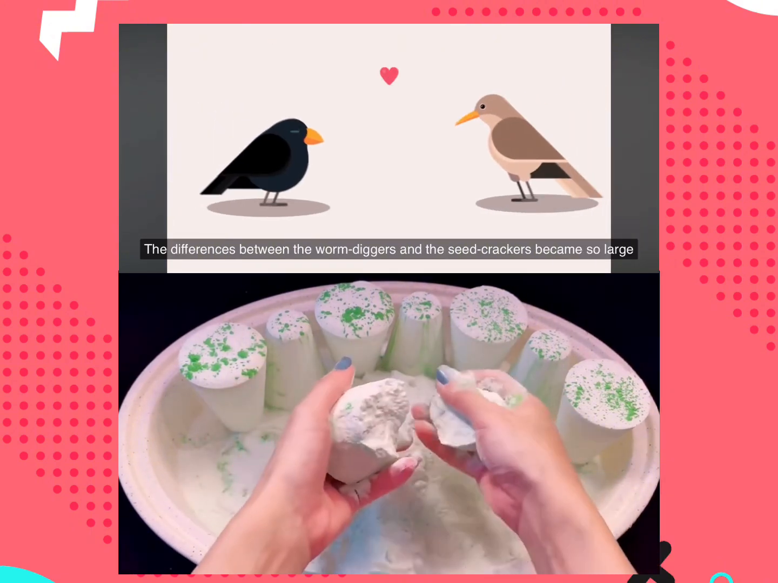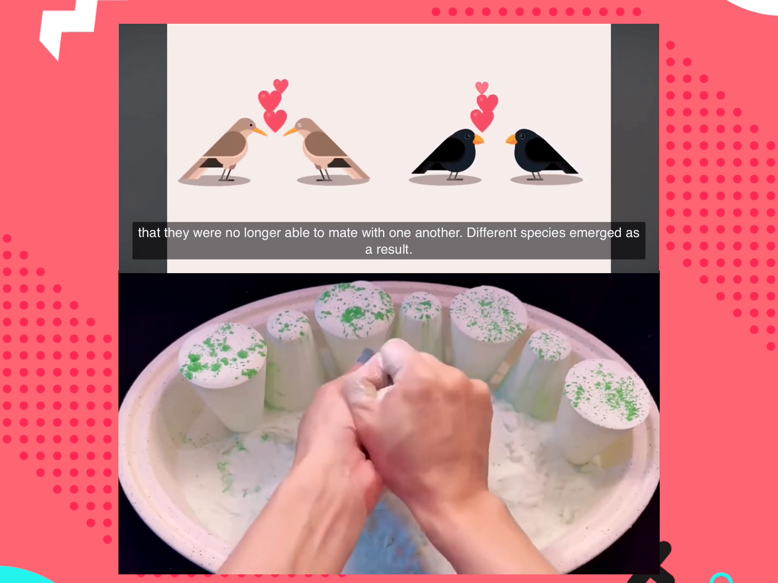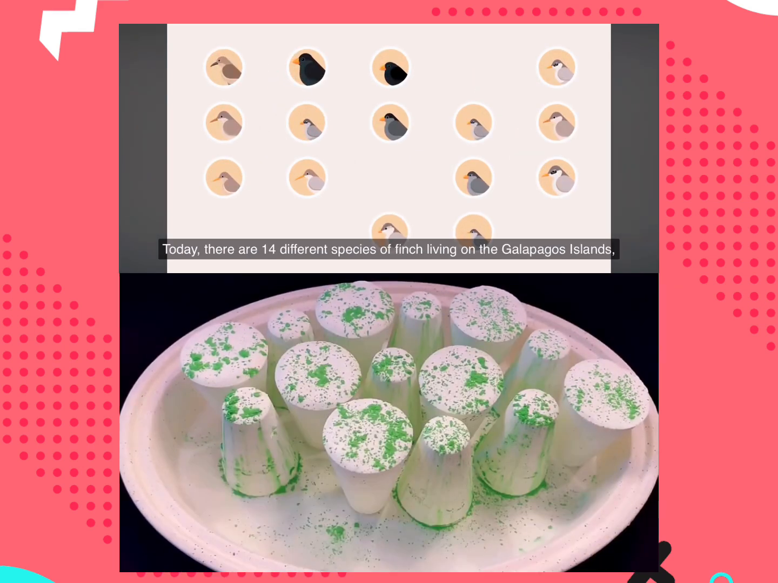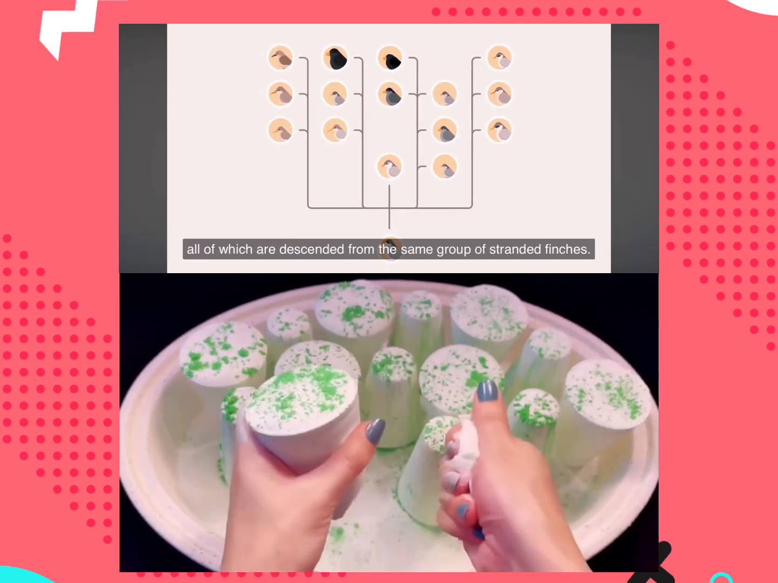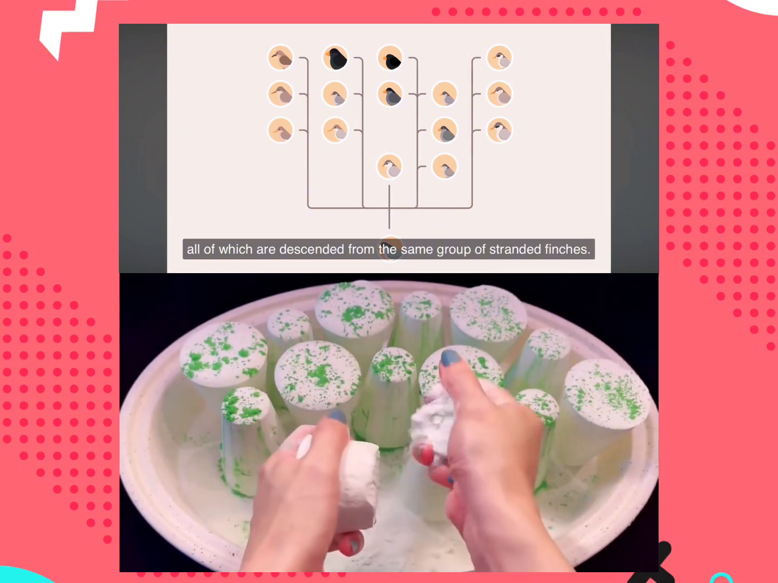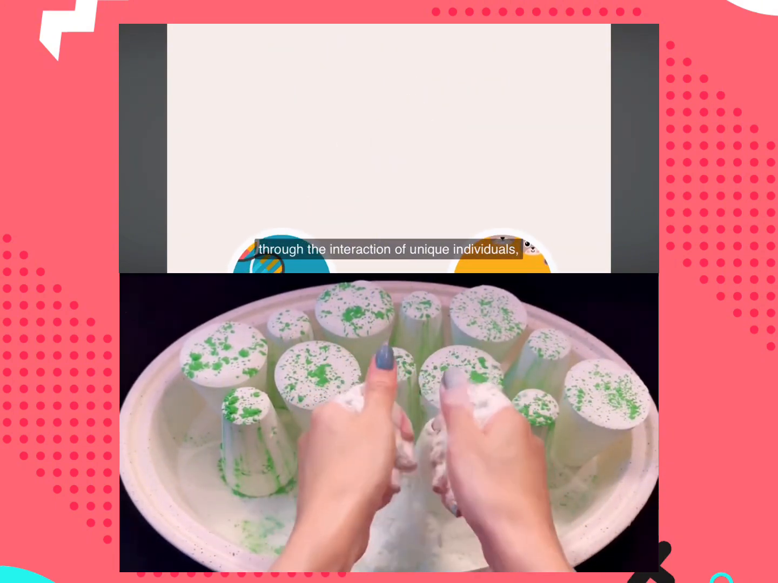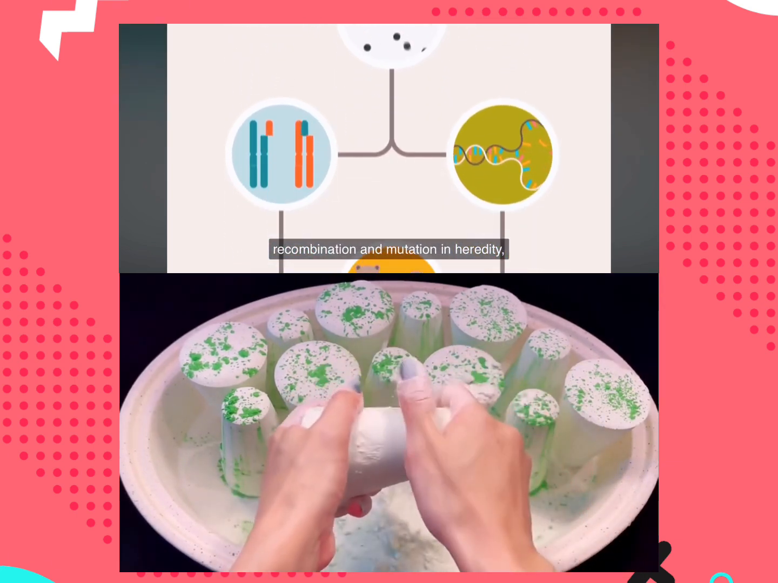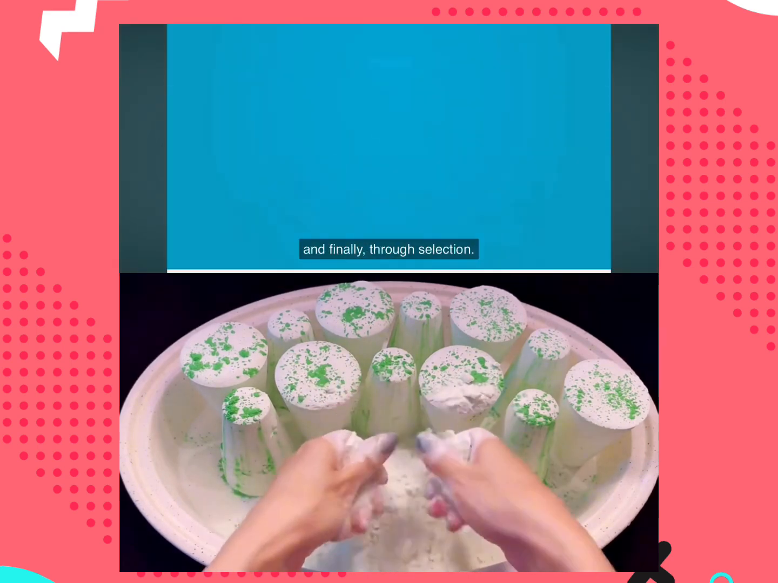The differences between the worm diggers and the seed crackers became so large that they were no longer able to mate with one another. Different species emerged as a result. Today, there are 14 different species of finch living on the Galapagos Islands, all of which are descended from the same group of stranded finches. This is how new species are created by evolution, through the interaction of unique individuals, the excess production of offspring, recombination and mutation in heredity, and finally, through selection.